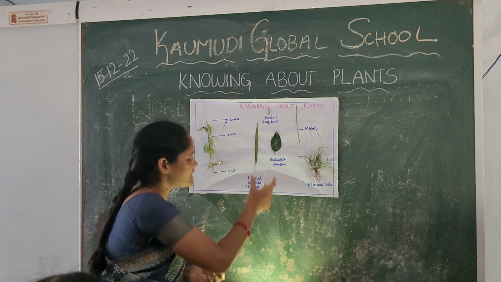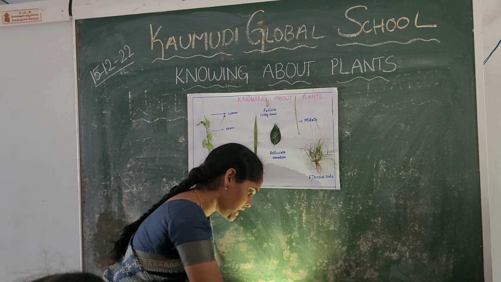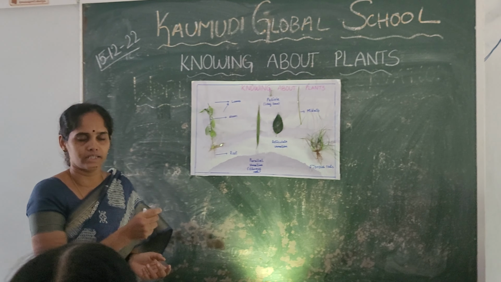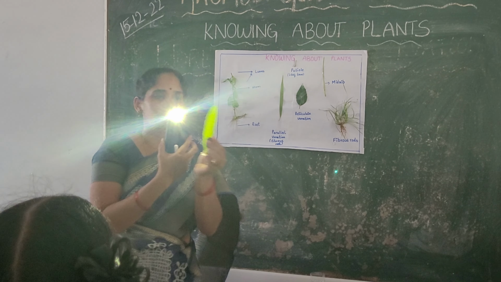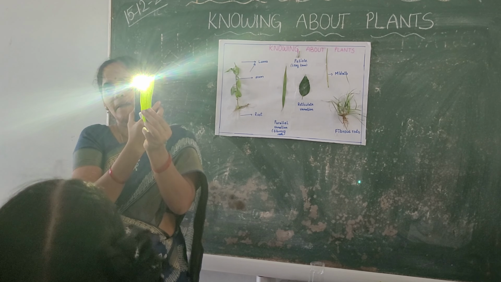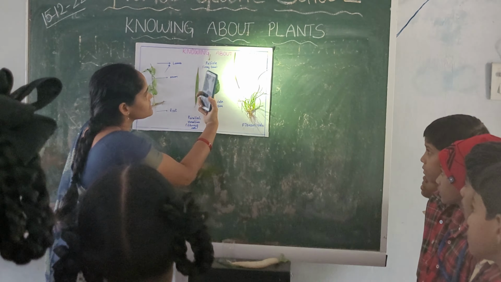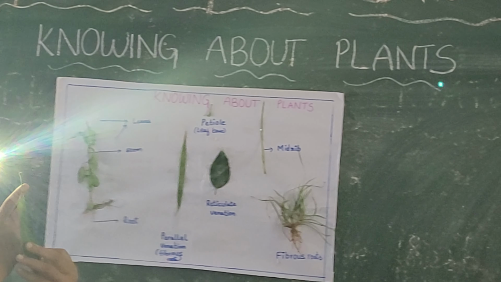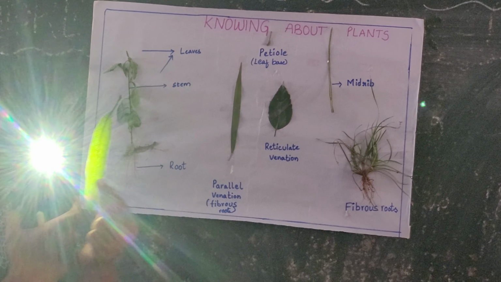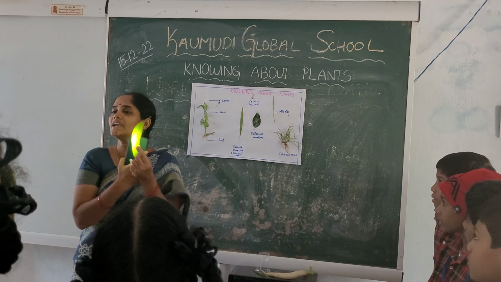So what is that skeletal system? If you observe the skeletal system of the leaf, in the middle there is a long line. Can you see? Yes. The middle long line is called midrib. The base of the leaf is called petiole. This is petiole, and the middle long line is midrib. And this flat portion is called lamina. Leaf lamina.